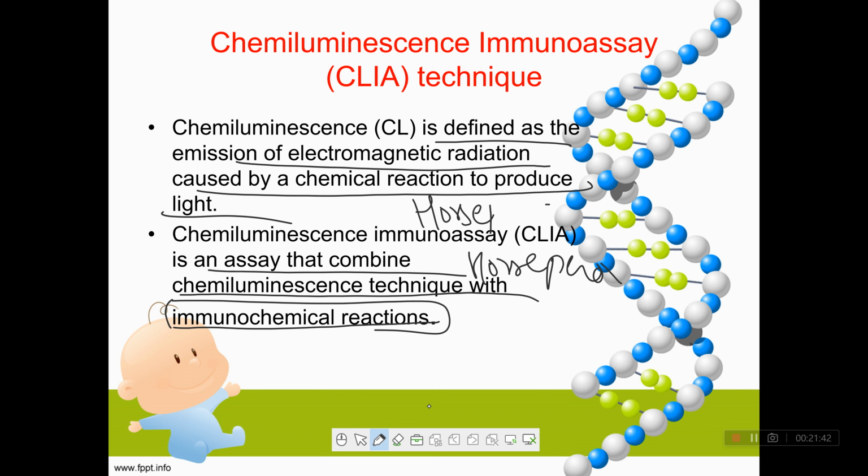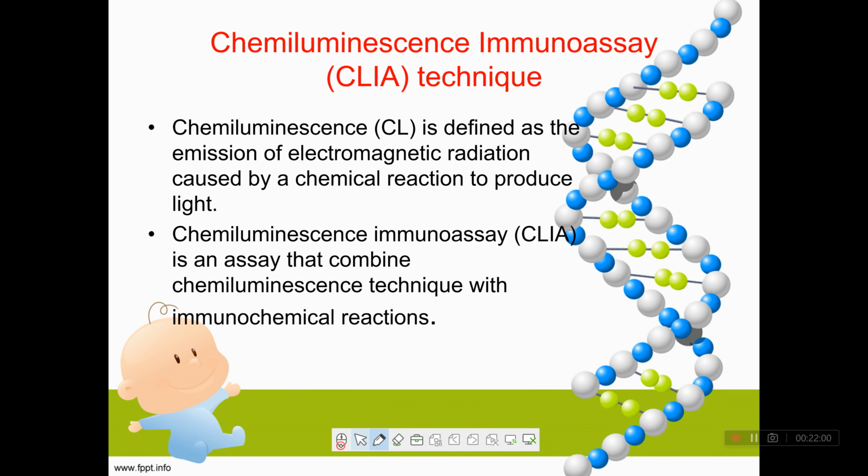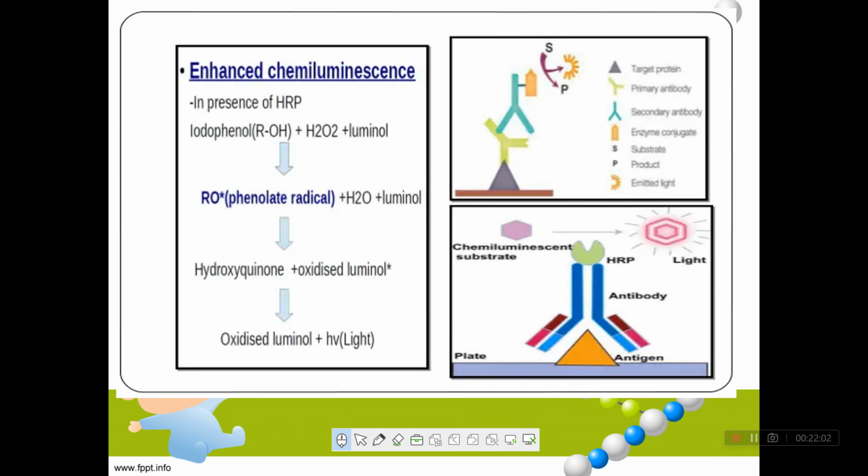When combined with horseradish peroxidase, the immunochemical reaction produces a light. This is known as chemiluminescence immunoassay techniques, right? This is the process of the chemiluminescence.